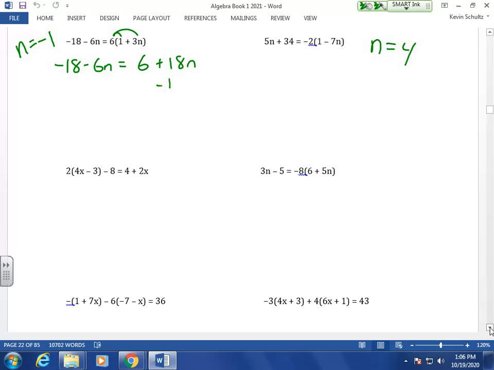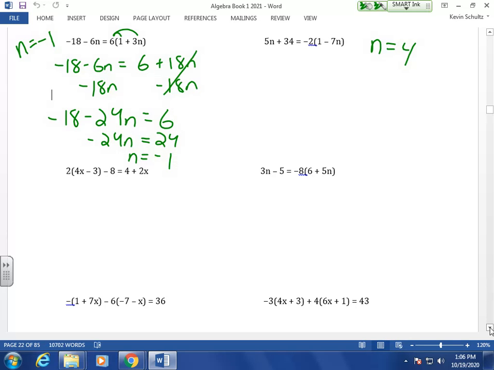If you want to move them to the left side, then you're subtracting 18n from both sides to cancel them out on the right side. You're using opposite operations here because you're moving it from one side to the other. That gives you negative 18 minus 24n equals positive 6. Two-step equation, hopefully comfort zone. Add 18 to both sides, negative 24n equals 24, and then divide by negative 24 to get negative 1. If you move them to the right side, you get the same end result. Just this negative 24 would be a positive 24 over on the right.